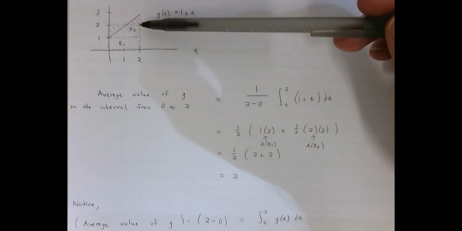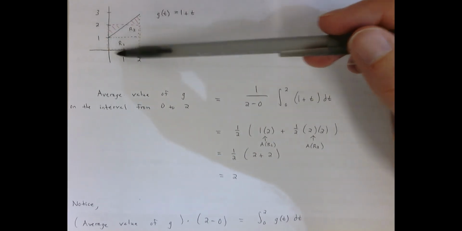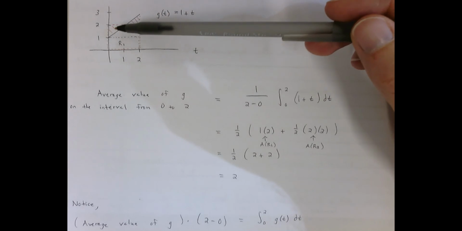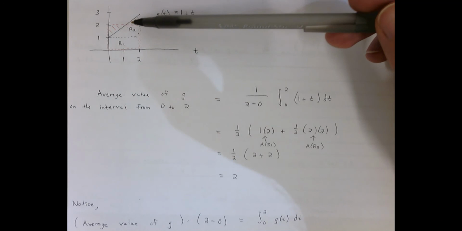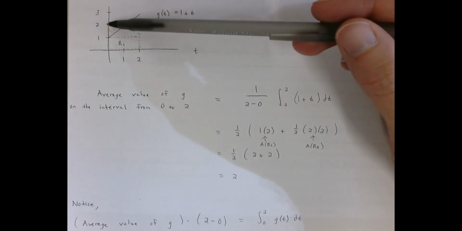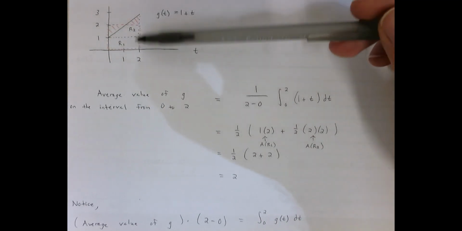And that makes sense. Notice when you form this rectangle that's shown in red, you've got this little triangular piece over here whose area is exactly the same as this triangular piece under the curve that's not part of the rectangle. So the area of this rectangle is the same as the area under the curve.